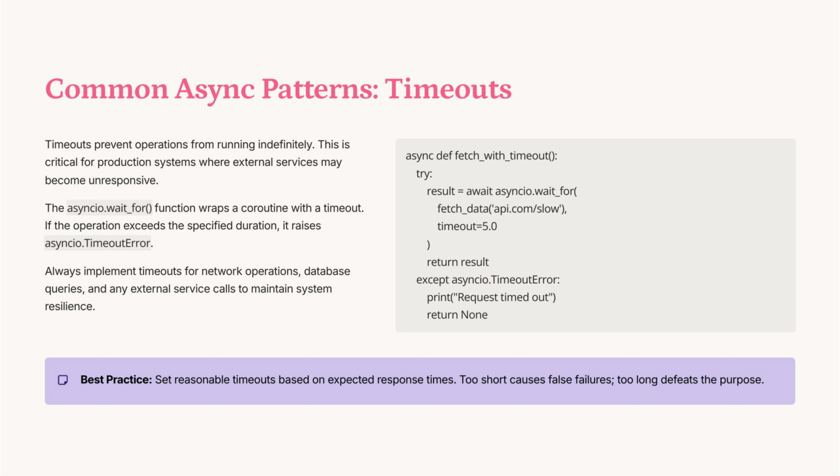Timeouts are essential in async programming to prevent indefinite operation hangs, especially in production systems. Use asyncio.timeout to wrap coroutines with a timeout, raising asyncio.TimeoutError if exceeded. Implement timeouts for network operations and external calls to ensure system resilience. Set timeouts wisely. Too short causes false failures. Too long defeats the purpose.